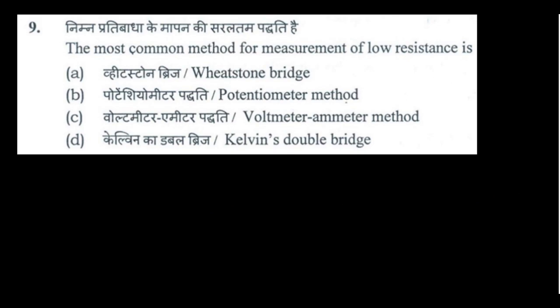The most common method for measurement of low resistance is Kelvin's double bridge. To measure less than 1 ohm, usually Kelvin's double bridge is used.